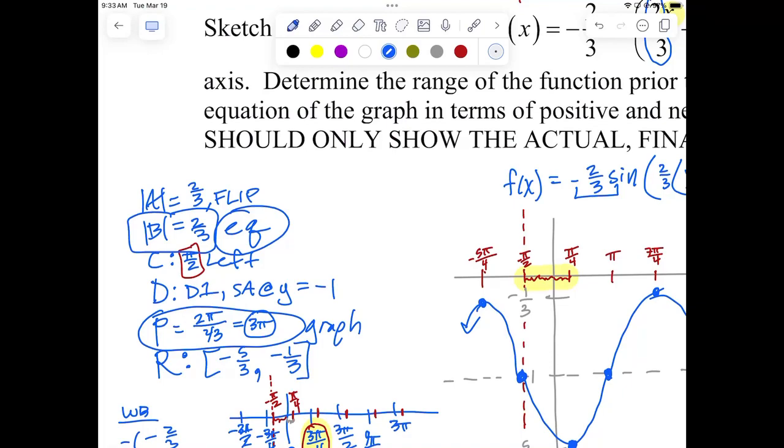How did we get the period once I knew the b value? It was 2 pi over b. So remember, the period is 2 pi over the absolute value of b. Well, it works the other way around as well. B is 2 pi over p. So that's what we're going to use when we're given the graph. I'm going to be able to find the period and then convert it to the b value, which is what we need for the equation.